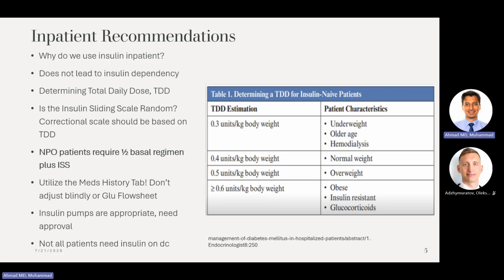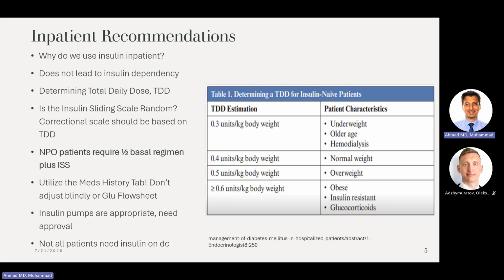I don't know if you guys use the med history tab or the glucose flow sheet to look at how many units. I'm hearing some head nods. Good. How many units your patient received in 24 hours? Okay. And your senior can easily show you that. But that's what you're calculating. How many units did my patient require in 24 hours in the sliding scale? And you're going to take that and you're going to halve it. And you're going to add some to basal, some to mealtime. And you're doing that every day.